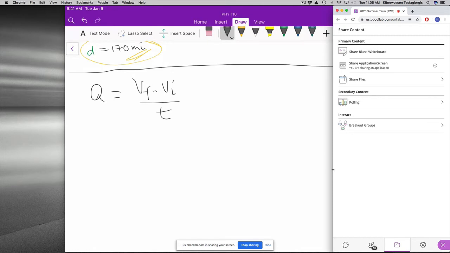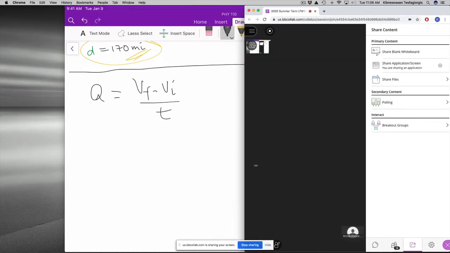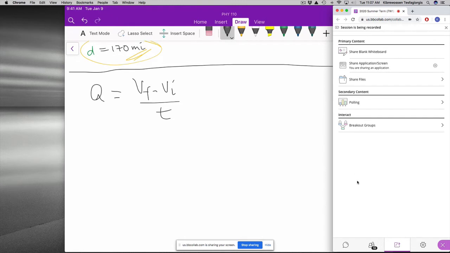Then we know that acceleration is a vector quantity. So A is a vector. What do we mean by a vector quantity? It means direction is important. For vector quantities, we said direction is important.